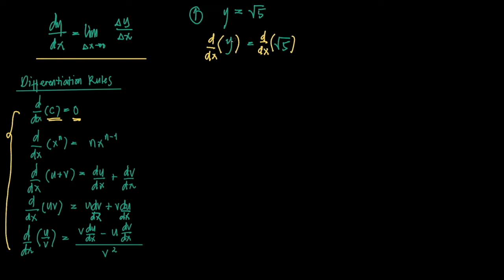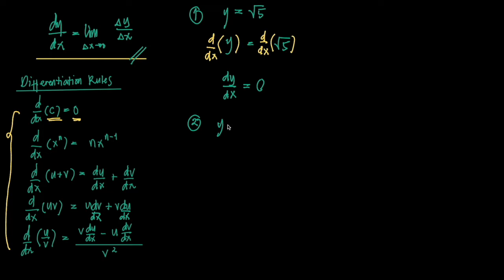So in this case, this will become the derivative of y with respect to x is equal to what, square root of 5? Remember that square root of 5 is a constant. So any constant, its derivative is equal to 0. So therefore, our answer is 0. So there's no need to undergo this process. We just need to memorize these few rules. So let's have another example.